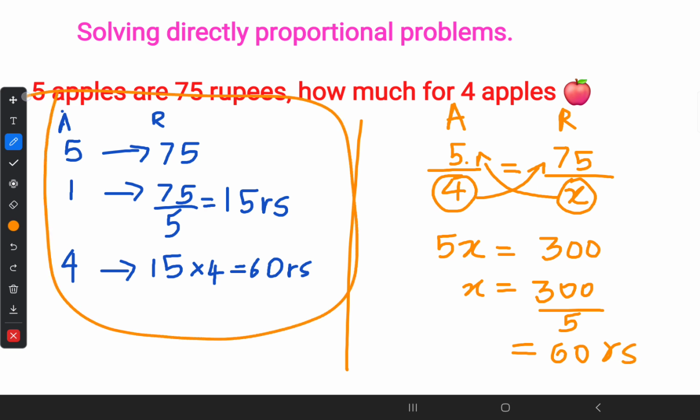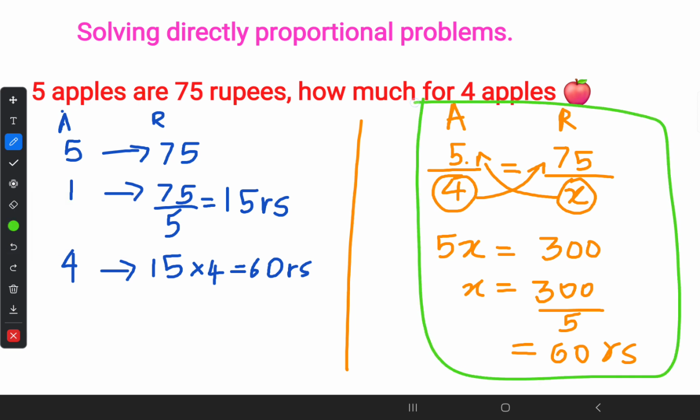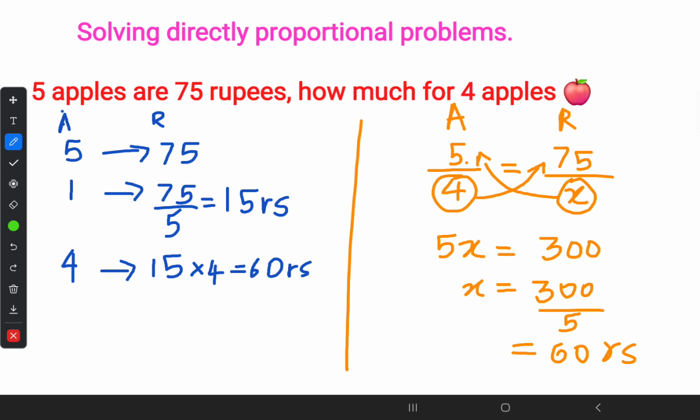This is the simplest method. You already know this, but this is the way you should follow hereafter. Write the quantities on both sides: number of apples here, the amount of rupees here. Write them as fractions and equate them. Then bring in the algebraic value to solve and find the answer. This is the way you should find how much you should pay for 4 apples.